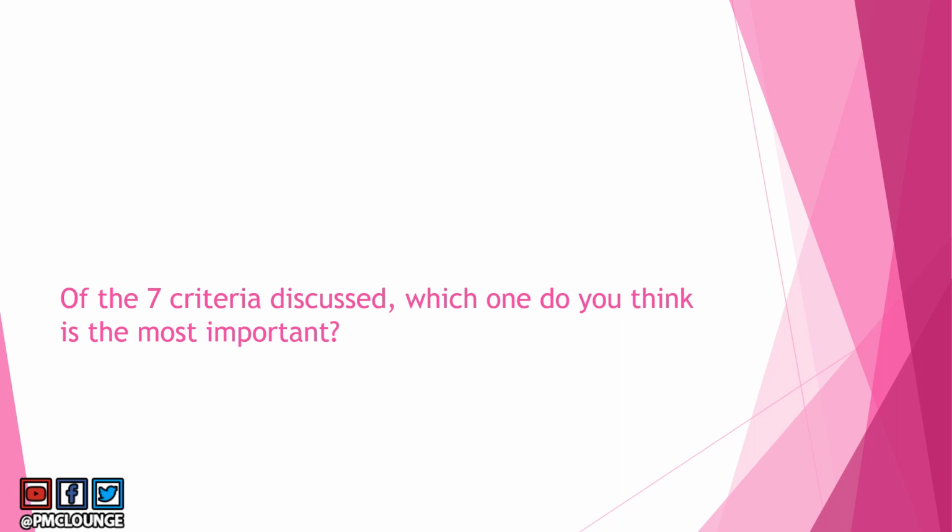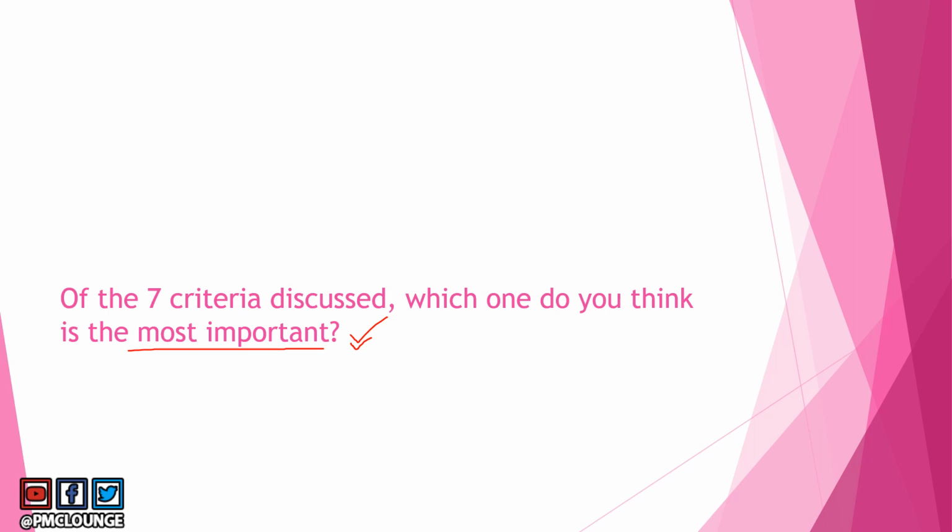So those were the 7 criteria that we discussed for both team resources as well as physical resources. And now it's time for the question of this video. Of the 7 criteria discussed, which one do you think is the most important? Let me know in the comments and also let me know the reason why you think one of those 7 is the most important. I'm definitely looking forward to your answers.